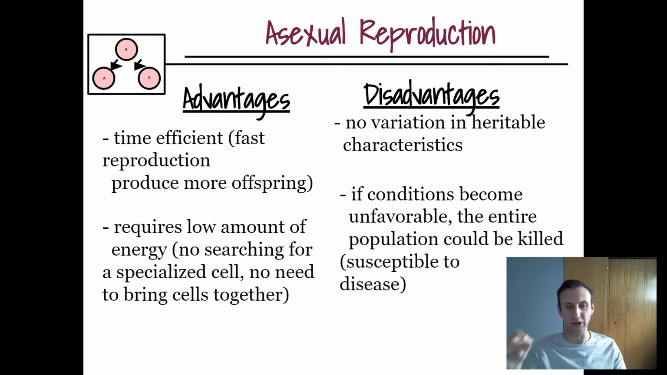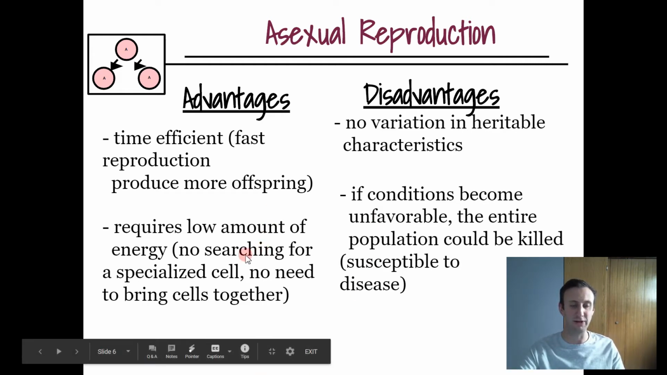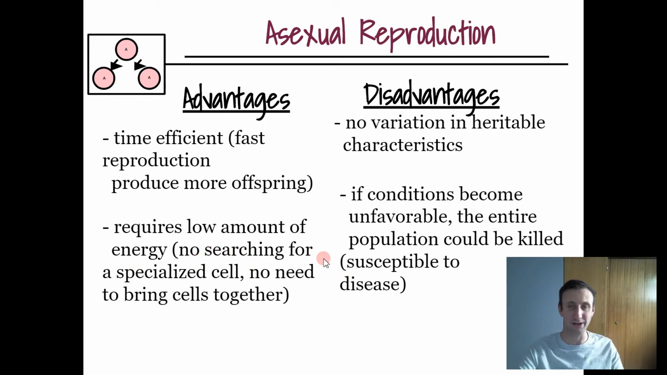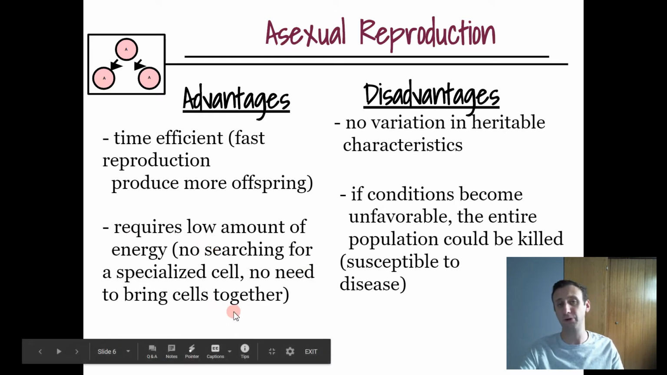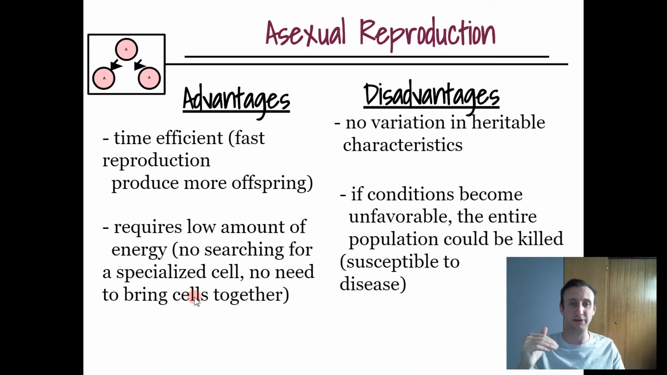It requires a low amount of energy, no searching for a specialized cell, no need to bring cells together. I don't actually like no searching for a specialized cell. I should put no producing a specialized cell. We're going to talk about gametes in the future. No need to bring these cells, these gametes together in order to do that. That'll make more sense in sexual reproduction. But the big thing, low energy. So fast, yes, fast, low energy.